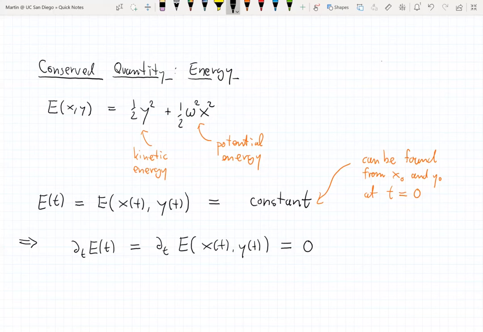For example, if I take a look at the initial position and the initial velocity, x0 and y0 at time t equals 0, then I can explicitly compute the energy of the system at the initial state, and I know that throughout the entire evolution of the system, this energy remains constant. One way of putting that is, if I take the energy of x of t and y of t, and of this function I take the derivative in time, then the time derivative of that is 0.